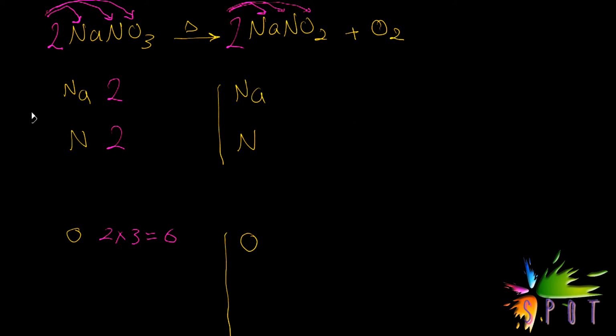Now, the number of sodium atoms in the right side is 2 like those in the left side. The number of nitrogen atoms in the right side is 2 also like those in the left side. The oxygen atoms are 6 like those in the left side. Finally, the equation became balanced.